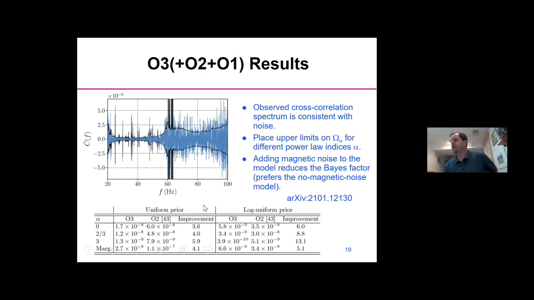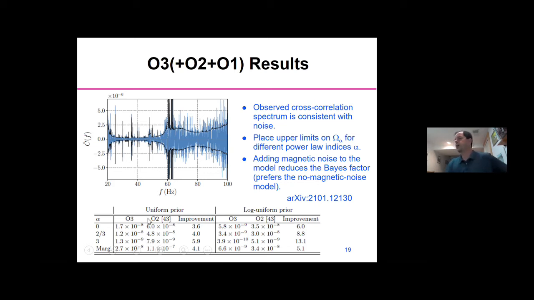So no detection has been made. We're still not observing the stochastic background, and then we compute the upper limits on Omega_alpha for different values of alpha, and those are shown in the table here. The left part of the table is assuming a uniform prior in Omega_alpha. The one on the right is assuming a uniform prior in the log of Omega. And you see the upper limits are at the level of 10 to the minus 8, or even better if you assume the log uniform prior.